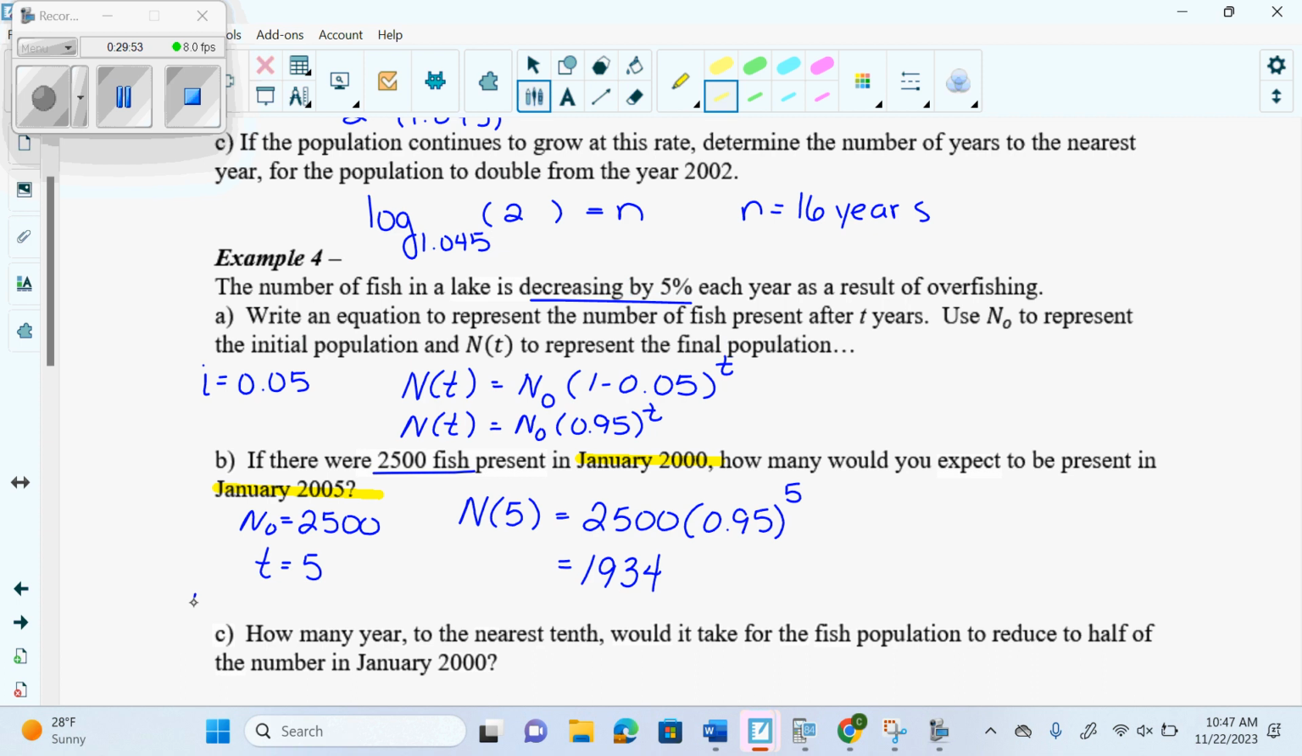So I would say, it says, how many would you expect to be present in, I would say, in January 2005, there will be 1,934 fish present.